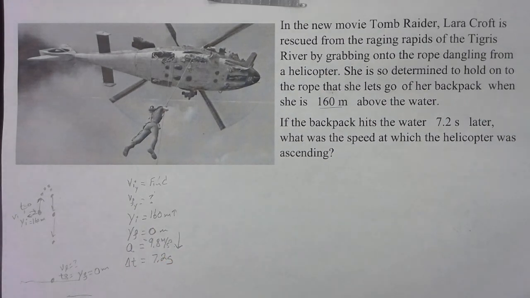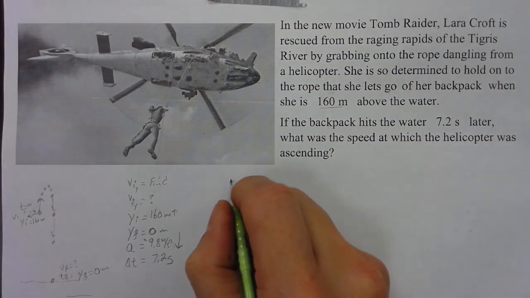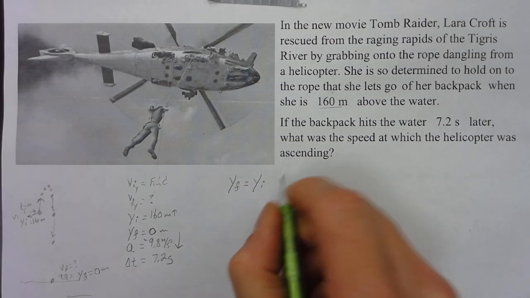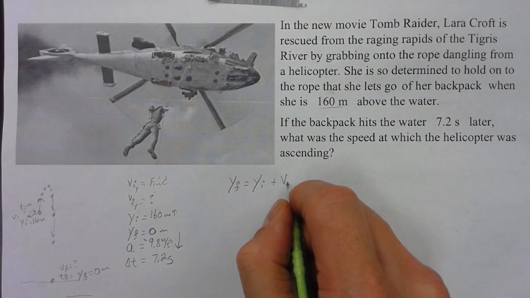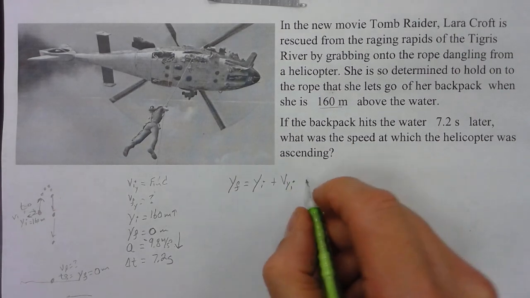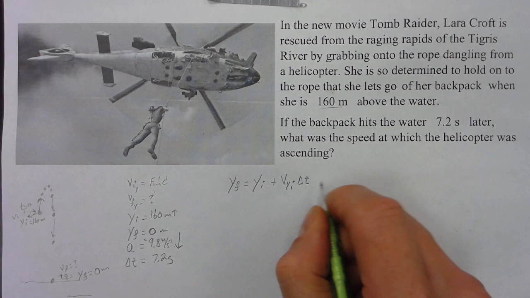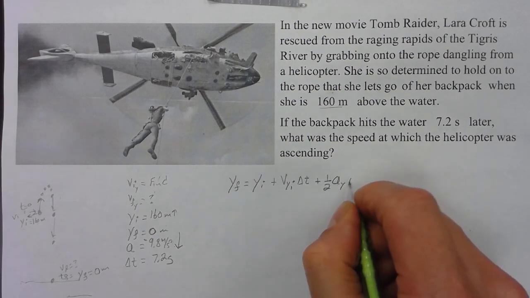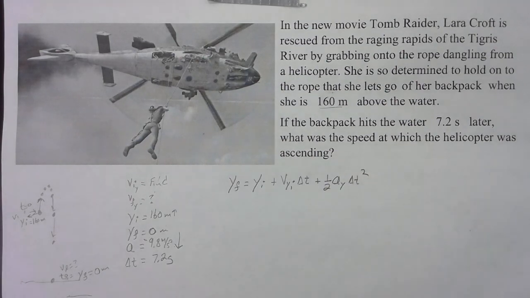So we look through that, and we see that we don't know the final velocity, and don't want it, so we'll use an equation that doesn't require that. And that is y final equals y initial plus v initial y times the change in time, plus 1/2 the acceleration in the y direction times the change in time squared. So we're going to plug in all our numbers there and see what we got.